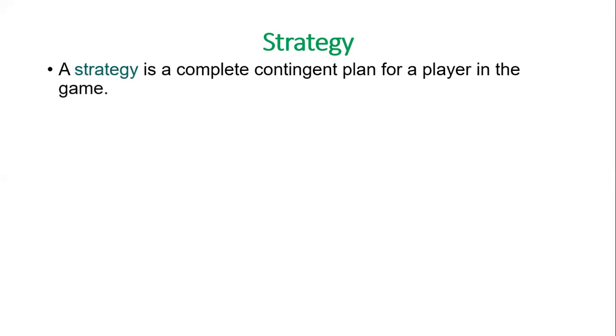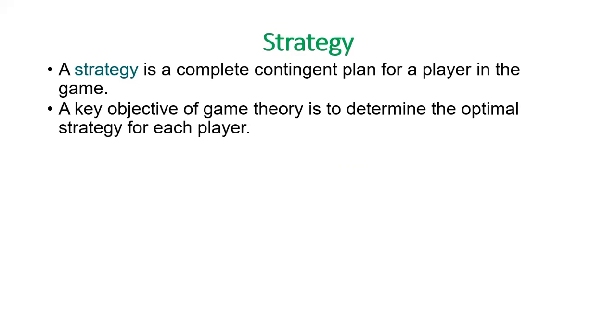Now, strategy. What is strategy? Student, strategy is the complete contingent plan for a player in the game. Whatsoever moves a player can make in the game, the list of all such moves is called strategy. A key objective of game theory is to determine the optimal strategy for each player, which maximizes the return, the payoff, or the outcome of the player.